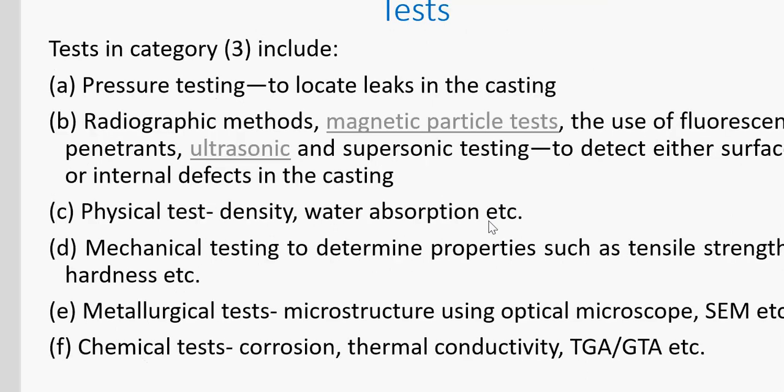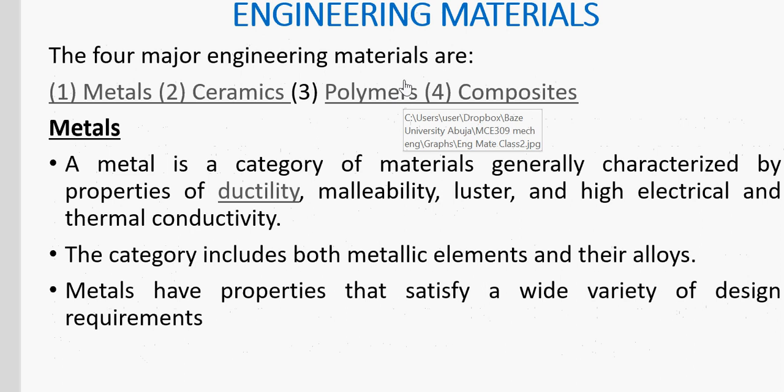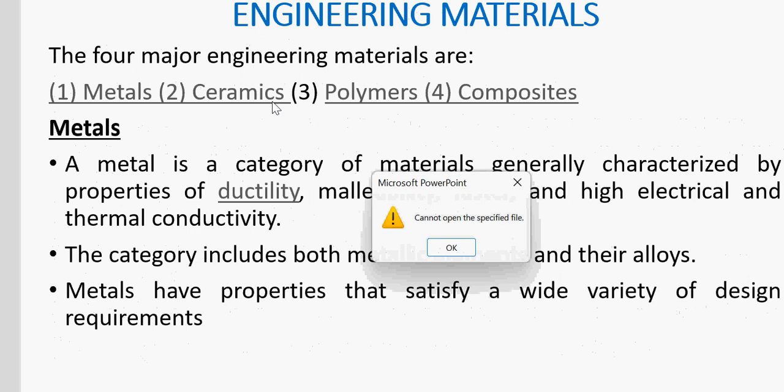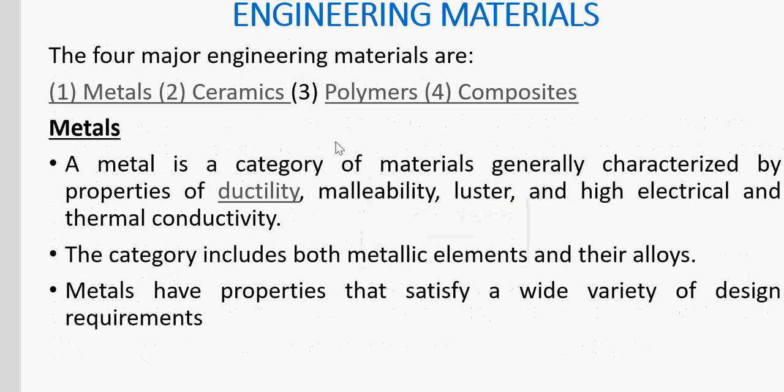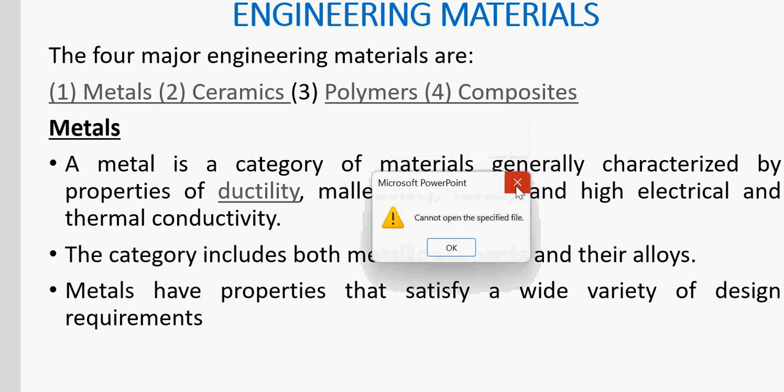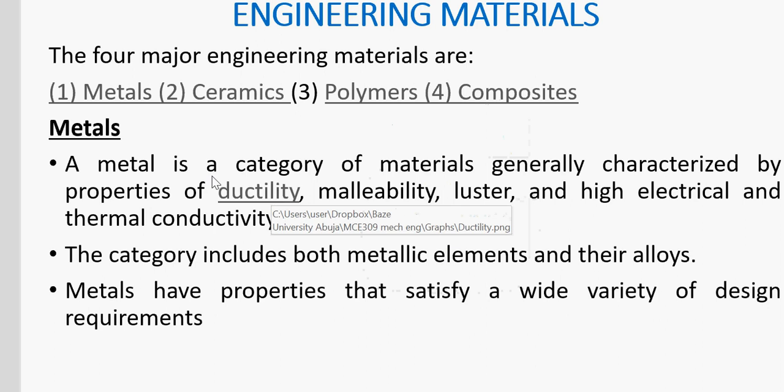Next, lastly, we look at engineering materials. We say that we have four major engineering materials: metals, ceramics, polymers, and composites. The fourth one here is a combination of any two of these, right? To produce a composite. When you combine two or more materials together, you have what we call a composite.